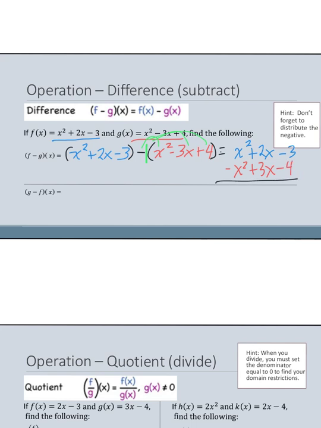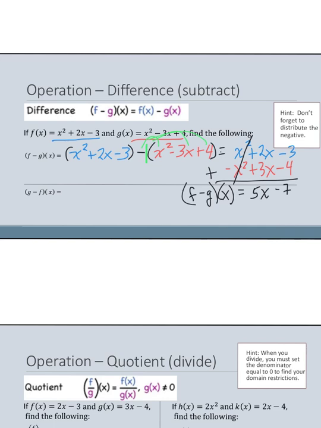And so now we're going to add those together. Because the x squareds have opposite signs, you have a positive x squared and a negative x squared, they cancel. 2 plus 3 is 5. Your variable string doesn't change, so it's 5x. Minus 3 and minus 4 is negative 7. So f minus g of x is equal to 5x minus 7.